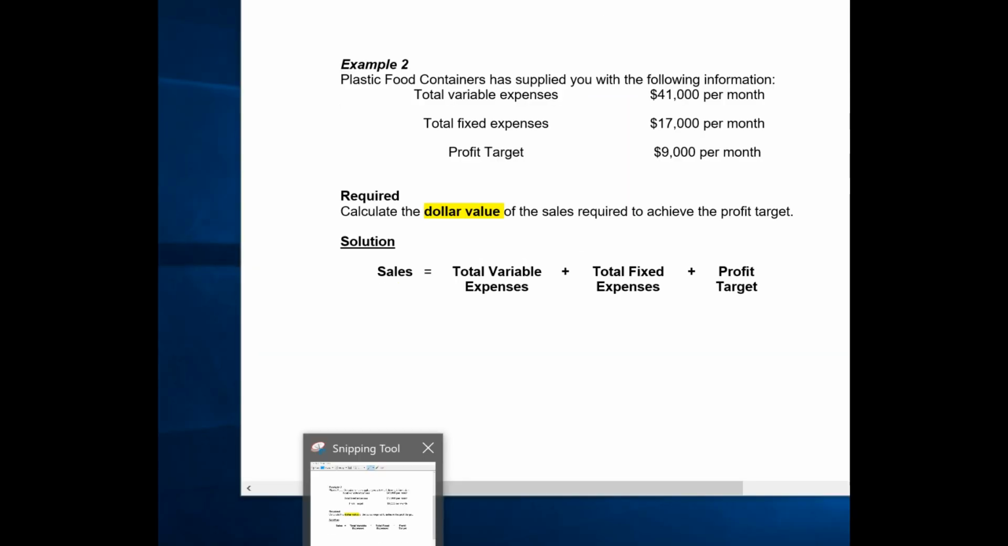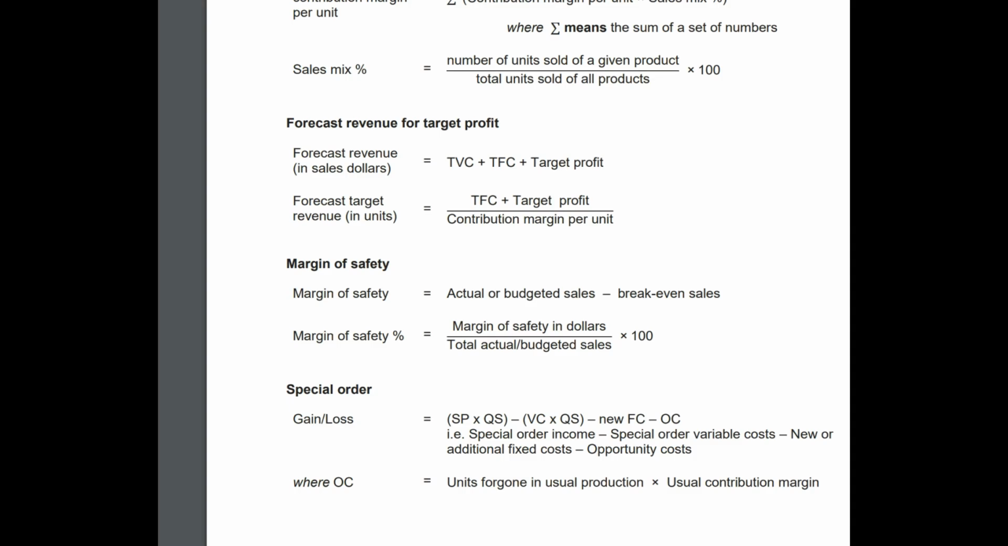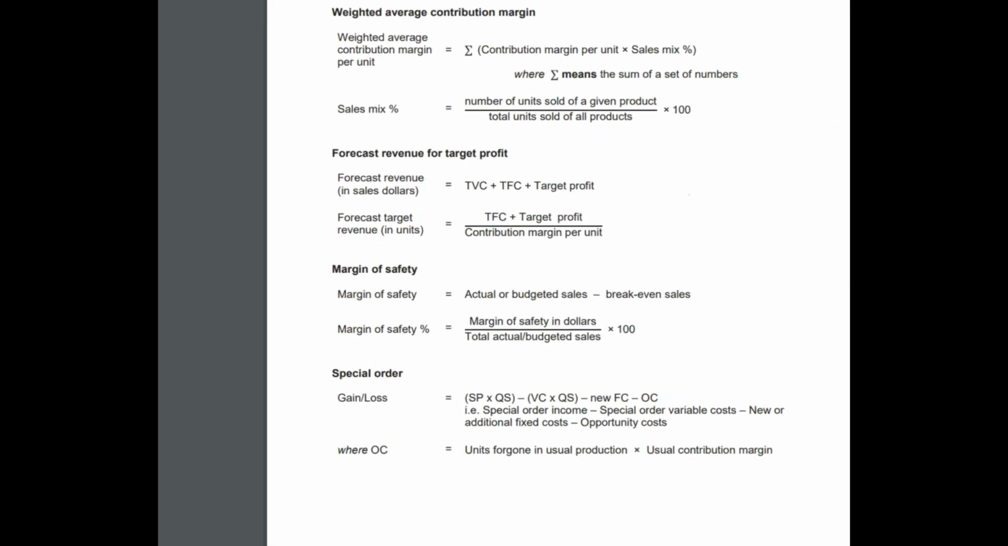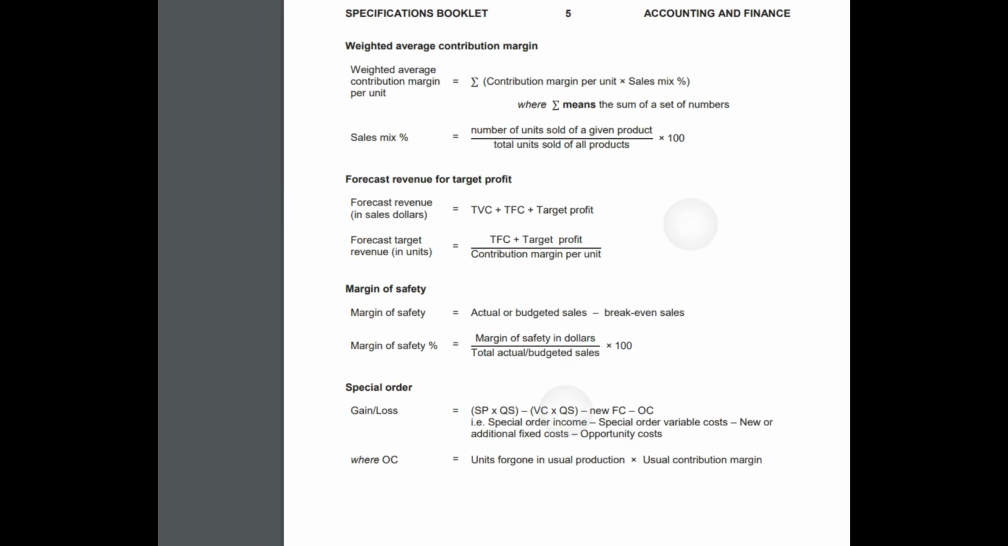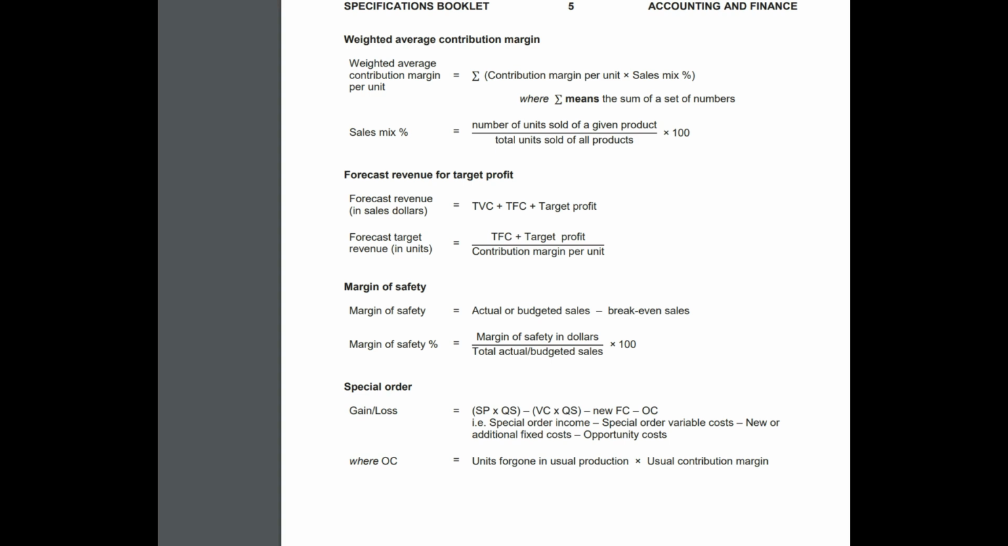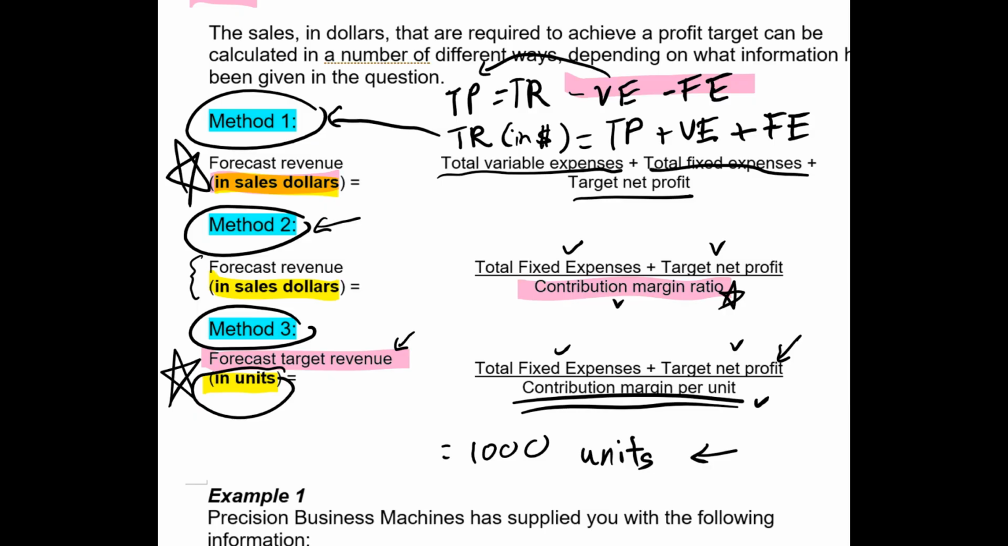in units. So if you refer back to your specification booklet, page number 5 of the 2018 specification booklet, they only give you this formula: forecast revenue in sales dollars equals total variable cost plus total fixed cost plus target profit. And they give you the formula for forecast target revenue in units, which is this particular formula that we have over here. So they only give the method 1 and method 3 formulas in your specification booklet.